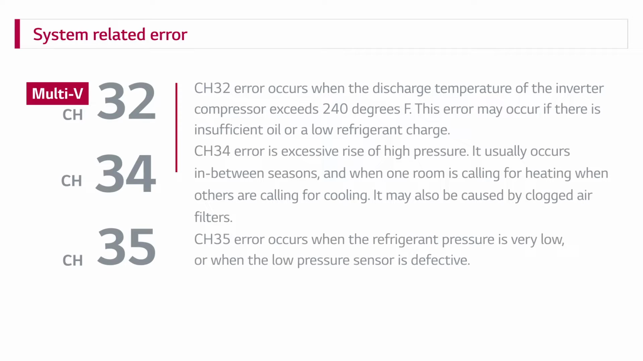CH34 error is excessive rise of high pressure. CH34 is an error that usually occurs in between seasons, and it occurs when one room is calling for heating when all the others are calling for cooling. CH34 may also be caused by clogged indoor air filters.